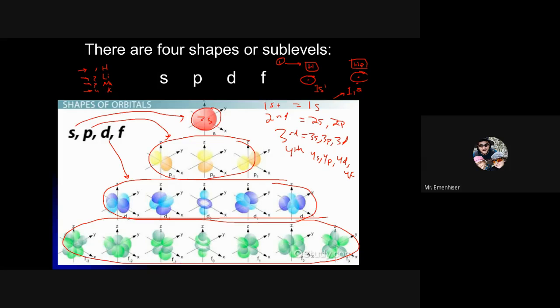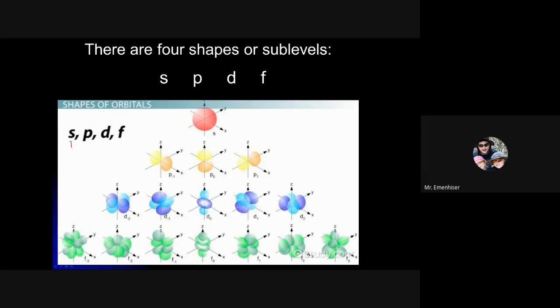Second level has the S and the P. Third level has S, P, and D. Fourth level, you have S, P, D, and F. And so each time you go down one level, you add a new shape. So first level, you have just the S. Second level, you have the S and the P. Third level, you have the S, P, and the D. Fourth level, you got all of them.